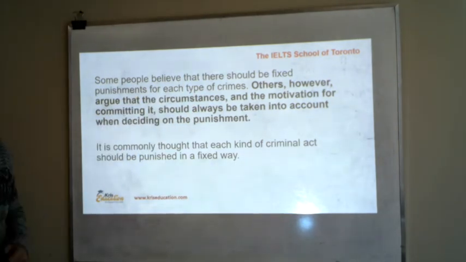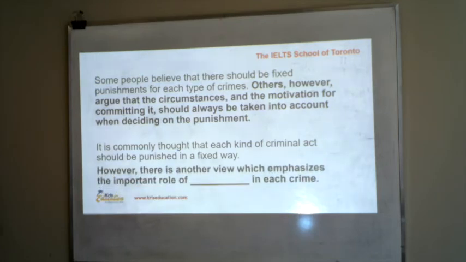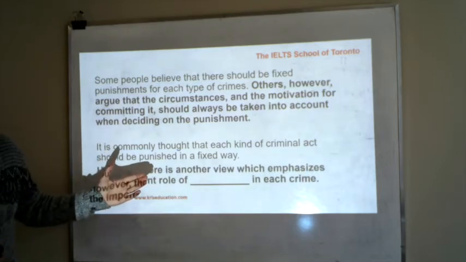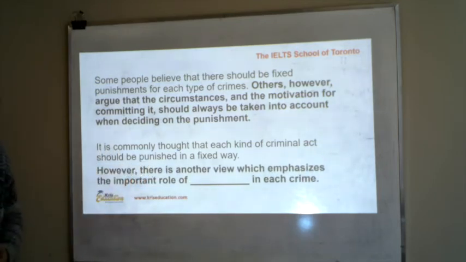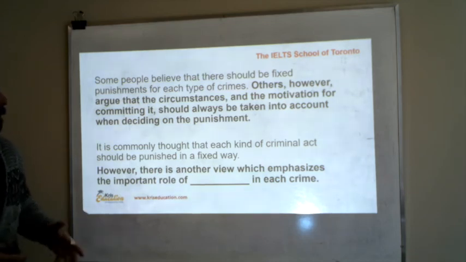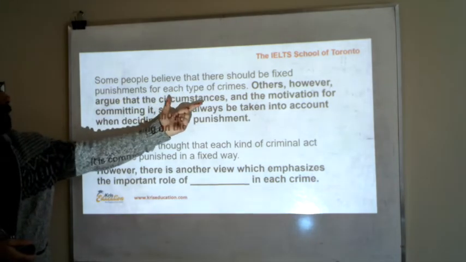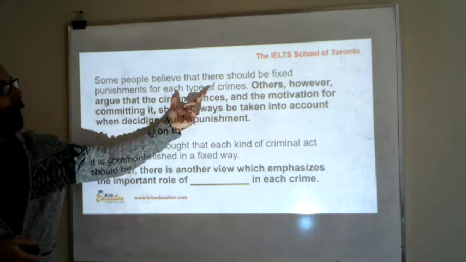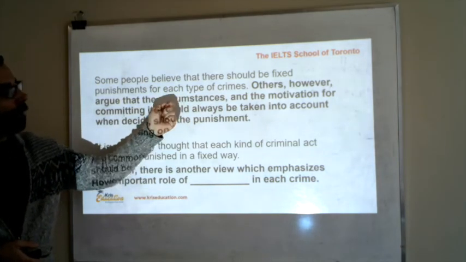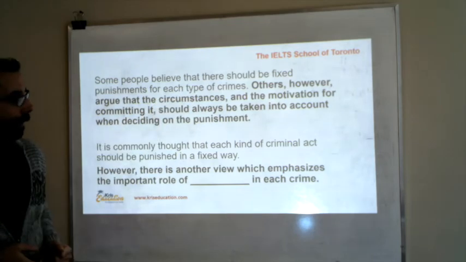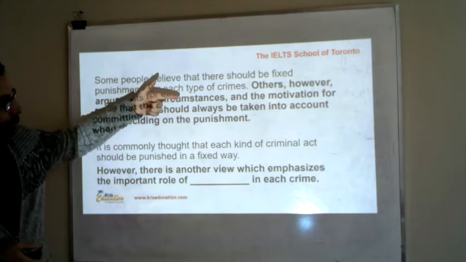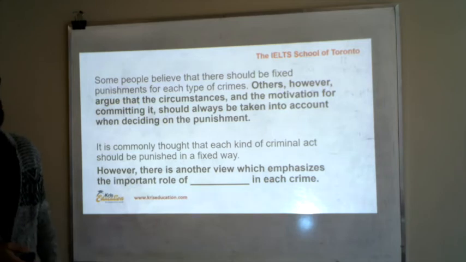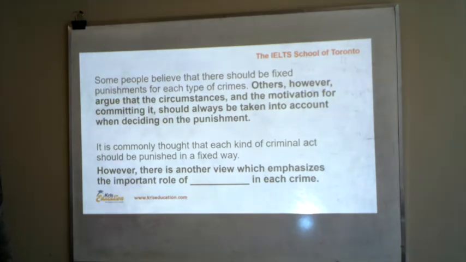After underlining the most important words, you can use a sentence like this: "However, there is another view which emphasizes the important role of..." and just copy and paste the words that you underline. So in this case, the important role of circumstances and motivation in each crime.